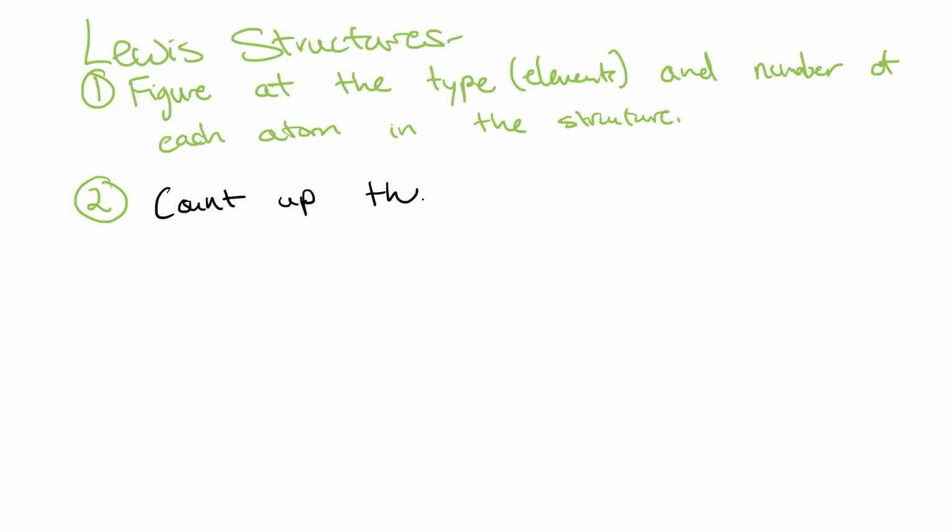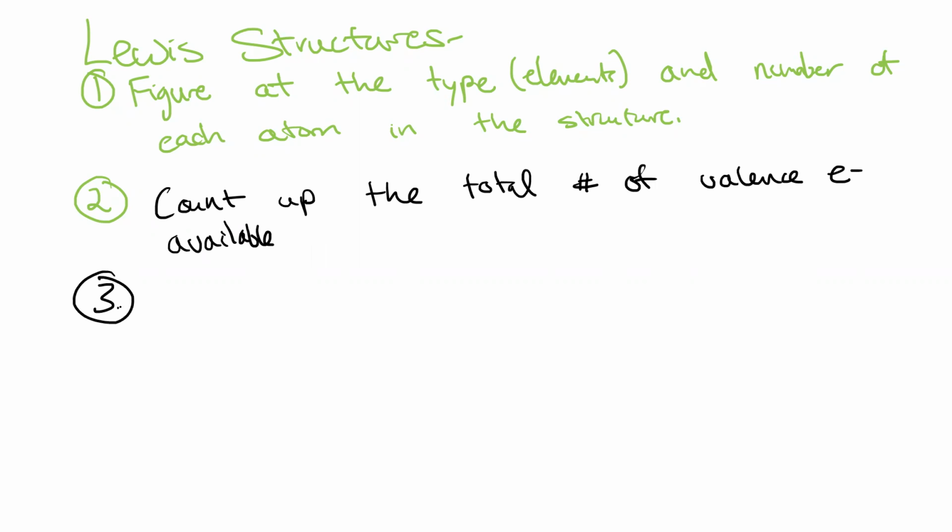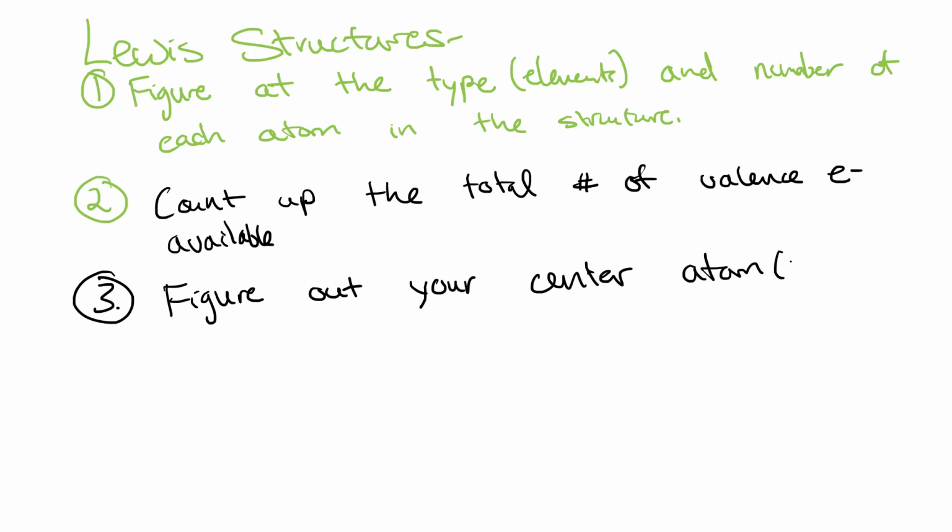Number 2, count up the total number of valence electrons available. This means all of the valence electrons. Number 3, figure out your center atom. Theoretically, it could be more than one center atom, but in general, your center atom.